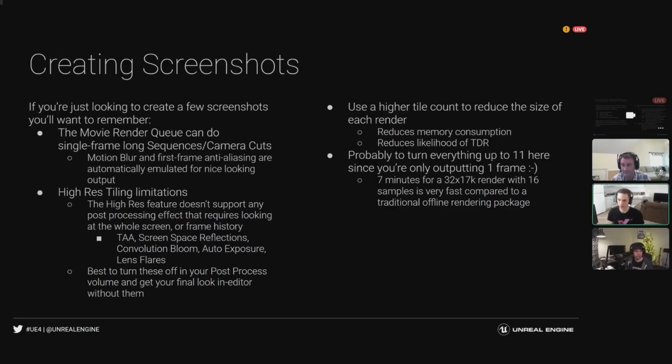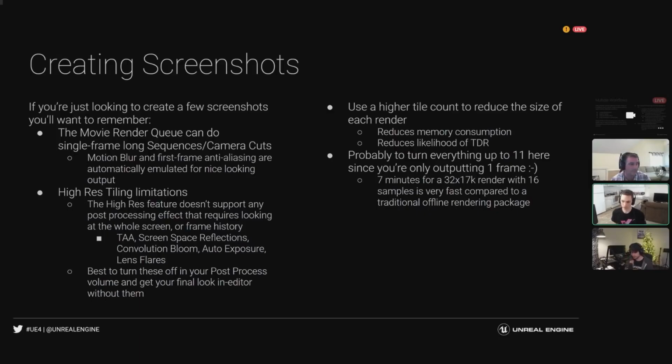So we now in the movie render queue support single frame long sequences and camera cuts. In the old movie renderer, you had to have warm up frames, and motion blur wouldn't work on the first frame, and there were all these workarounds. We do our best to emulate all of these automatically now. So you can make a camera cut that is 1 frame long in sequencer, and you should get a nice looking image right out of the box.